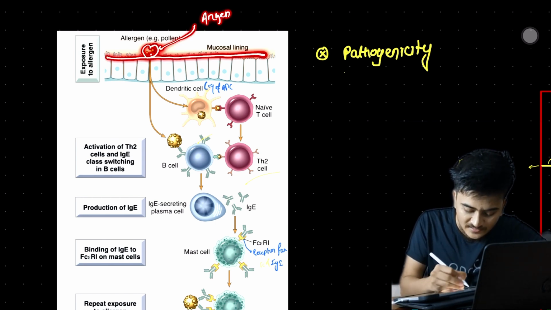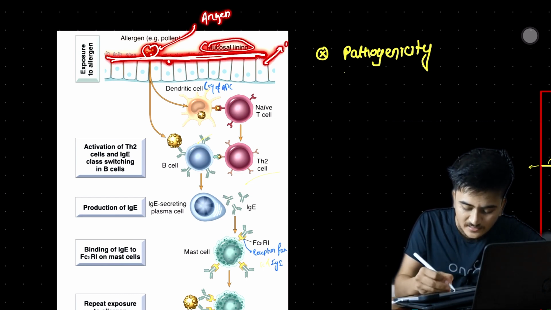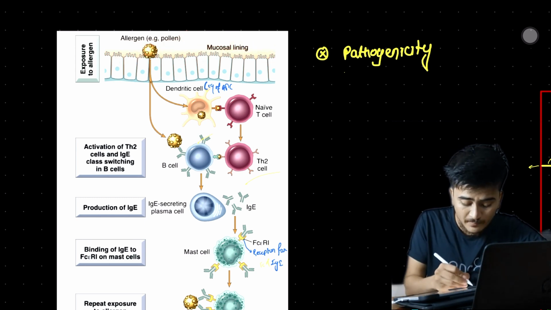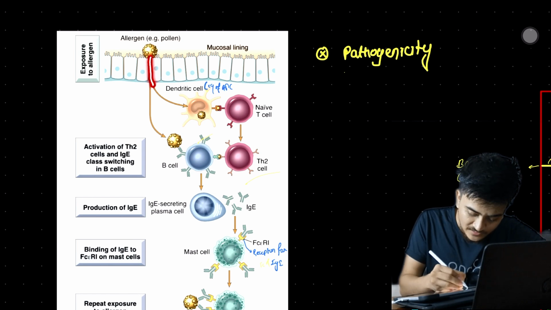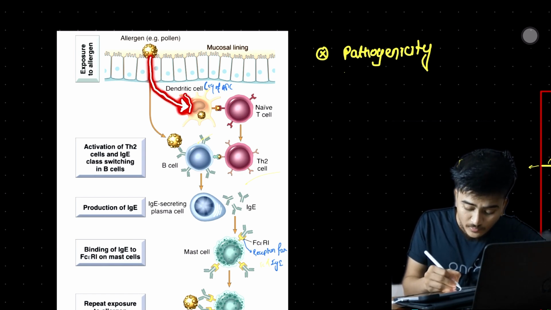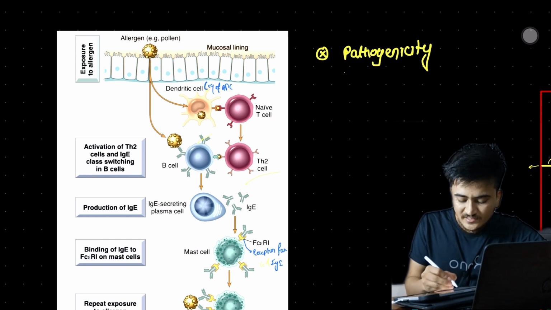In normal condition, this antigen cannot enter the surface, that is the mucosal lining, or we can say skin. But when this barrier gets ruptured, they will enter into the skin, and for the first time they will come in contact with APCs. One example of APC is dendritic cells. You can see right here, dendritic cells. These dendritic cells or APCs will engulf the antigen or allergen.